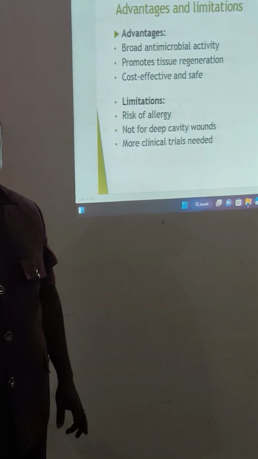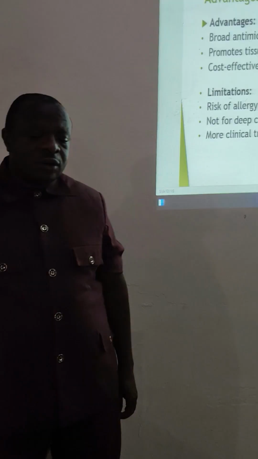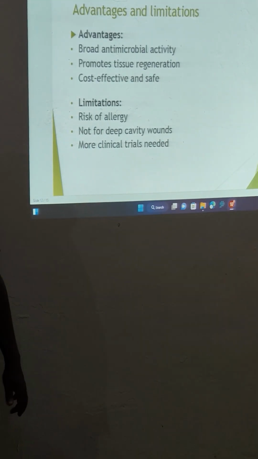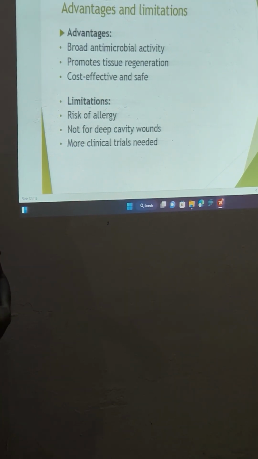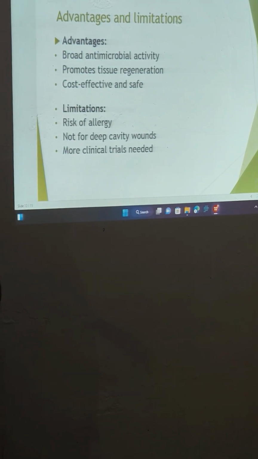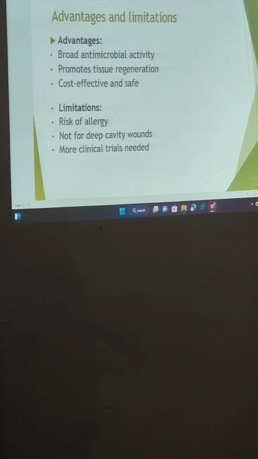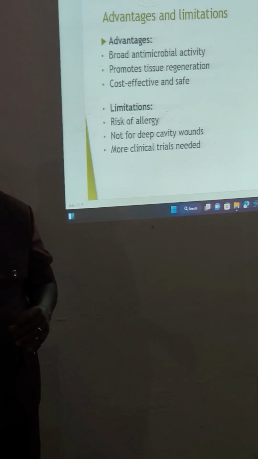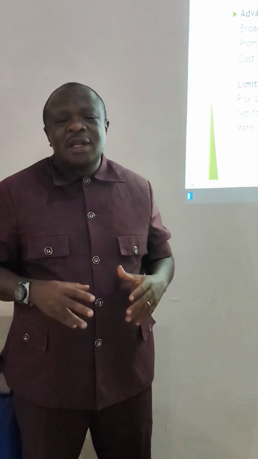The advantages and limitations of the use of honey. Honey is a broad-spectrum antibiotic. It has broad antimicrobial activity. It promotes tissue regeneration, and it is cost-effective and safe. When you compare honey with most antibiotics, you would agree with me that honey is very cheap. Honey can be applied on a very big wound for more than a month. With less than 5,000 naira, you can use honey on a wound for a long time.